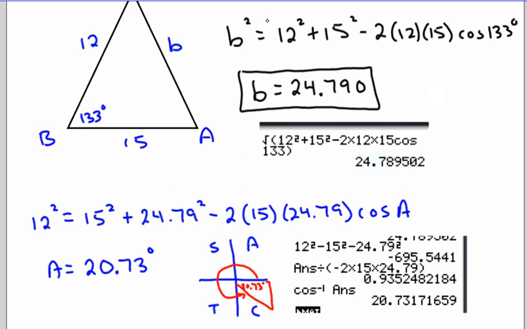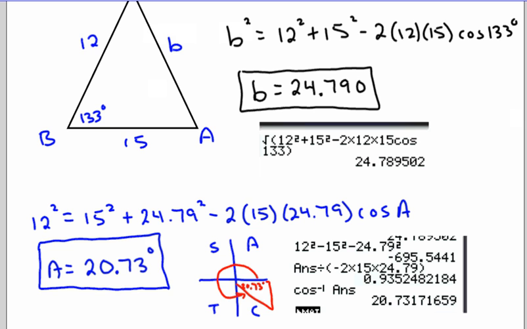So when you use the law of cosines, you don't have to check the possibility of there being a second triangle. There is no ambiguity there.